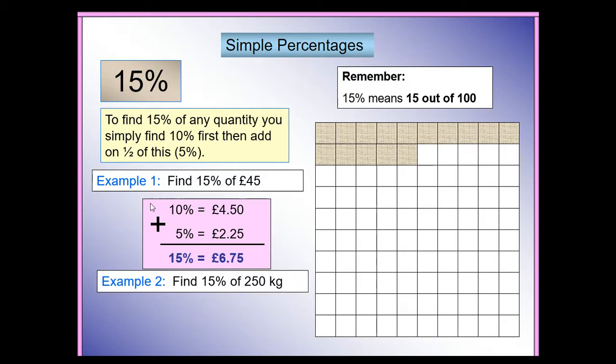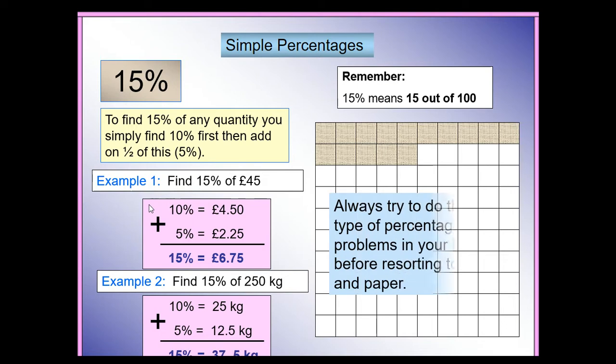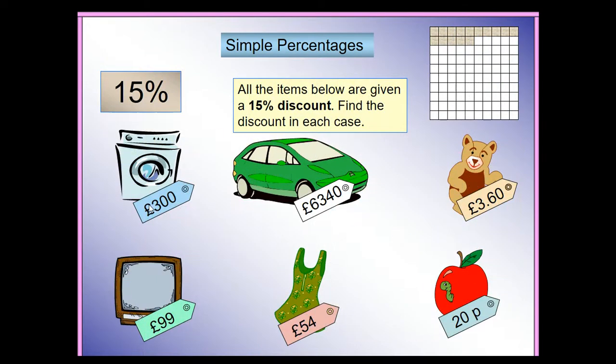What is 15% of 250? What's 10%? It's 25, isn't it? And then half of that is 12.5. So you might create a decimal there. That's okay. Always try to do these type of percent problems in your head before resorting to pencil and paper. But of course you're allowed pencil and paper if you want. Right, so I'm going to jot down the 10 and the 5. 10% is £30, so half of that's 15. So what would you get together?